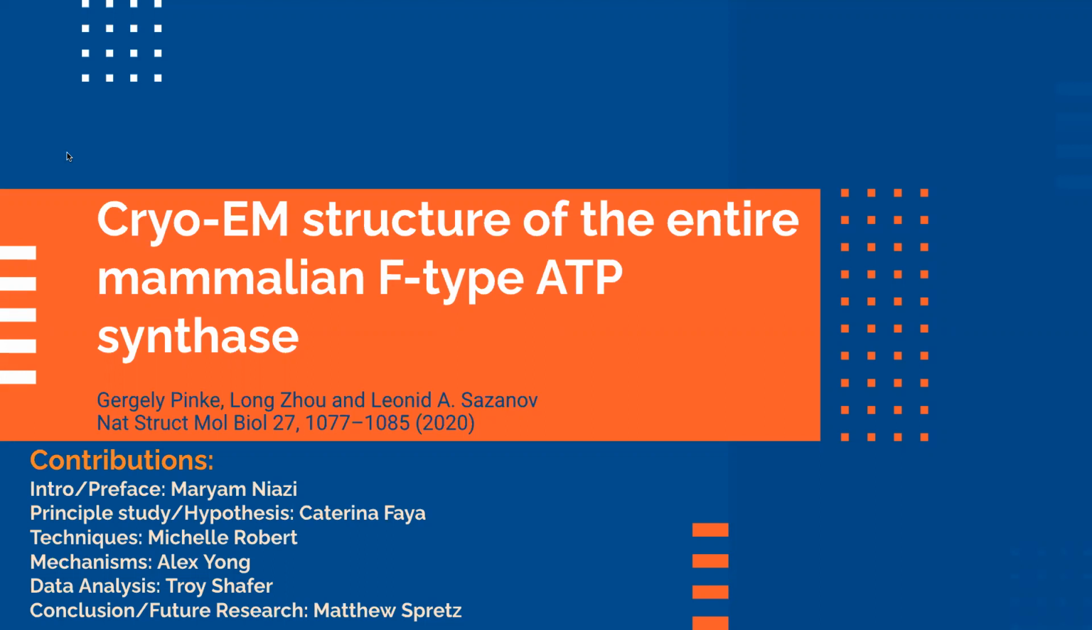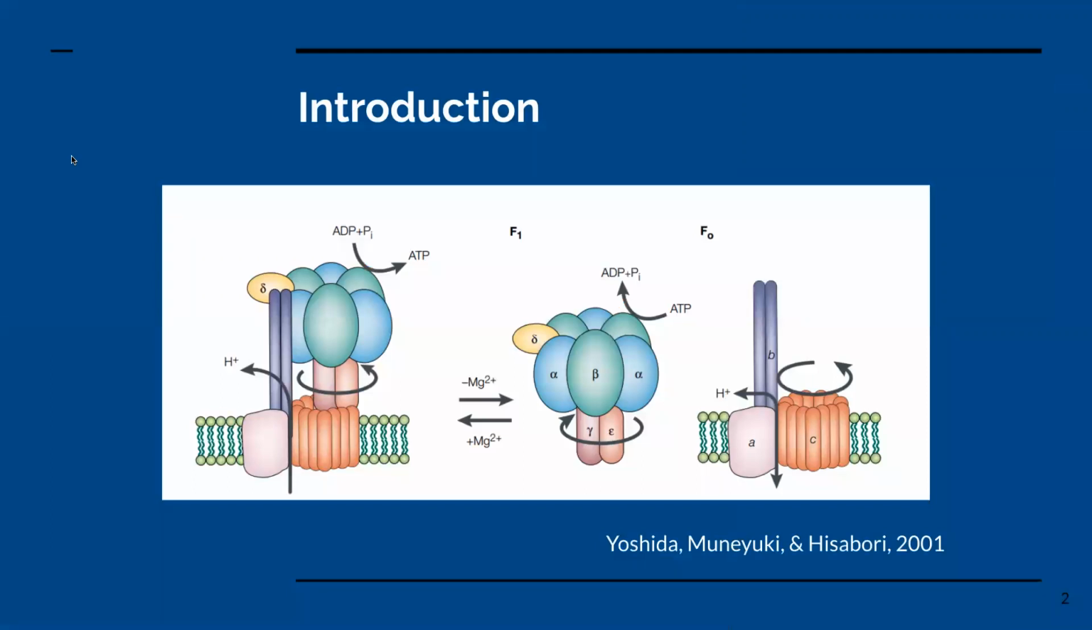and today we'll be presenting our article, which investigates the cryo-EM structure of the entire mammalian F-type ATP synthase. So just to introduce the enzyme, ATP synthase is comprised of membrane-bound protein complexes responsible for ATP synthesis, the utilization of proton motive force, and for establishing the proton motive force from the energy released by ATP hydrolysis.